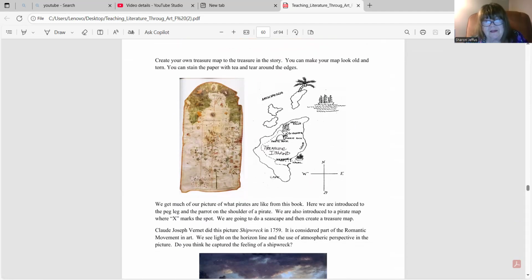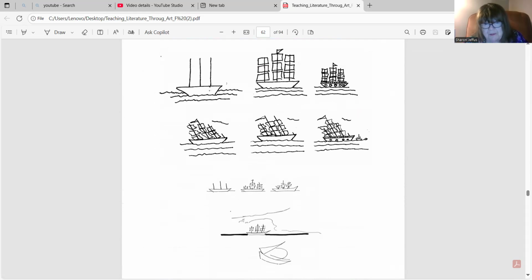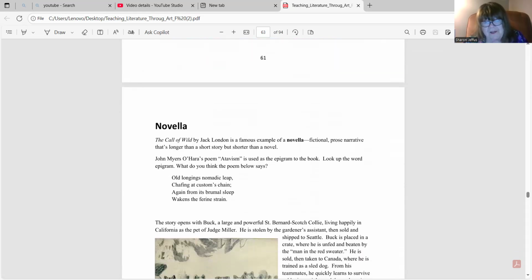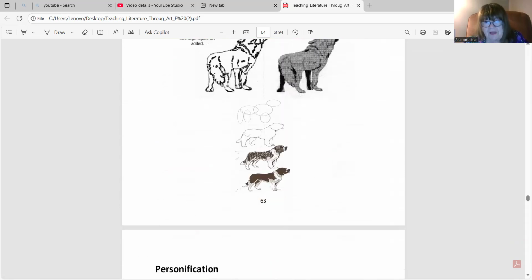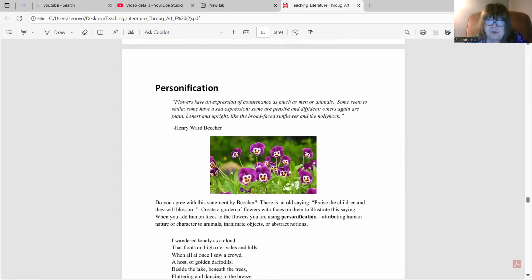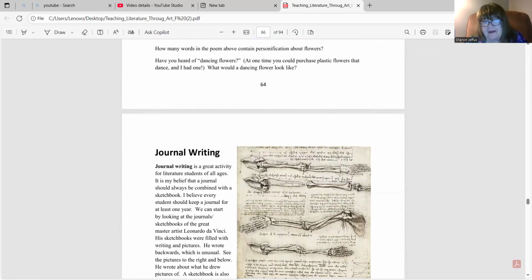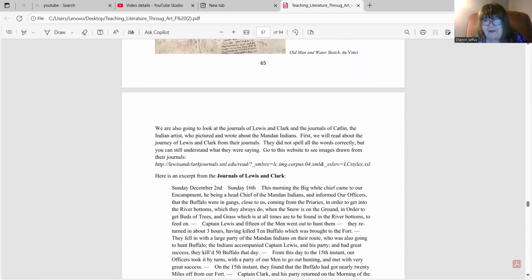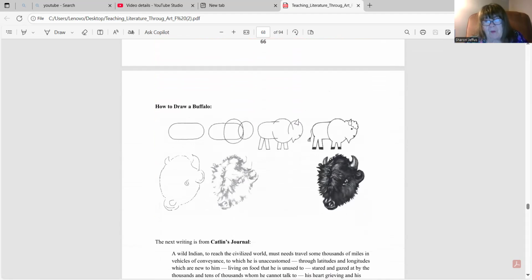Treasure Island, making maps. How much fun is that? Making tall ships easily. A novella. What is a novella? And how can I create something that goes with that? Personification. Praise the children, and they will blossom like flowers. One of my favorite pictures is a little picture of children's faces in the flowers and them smiling.